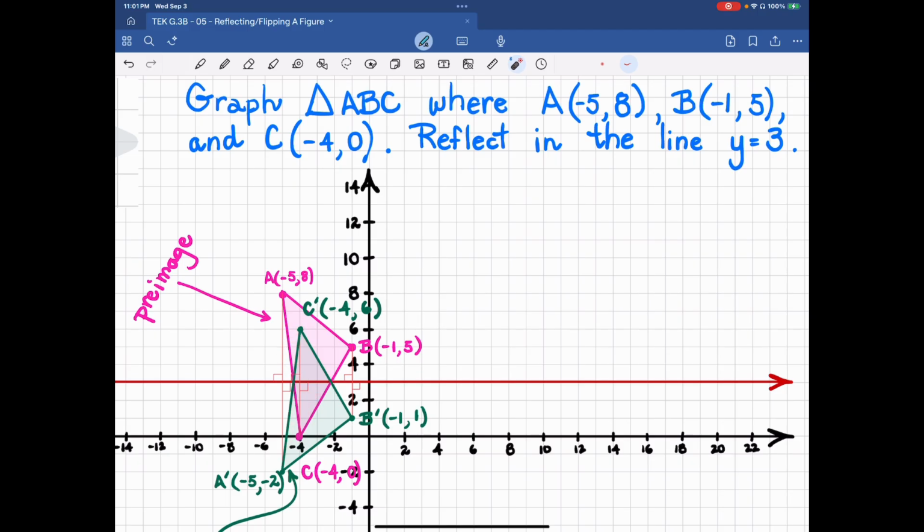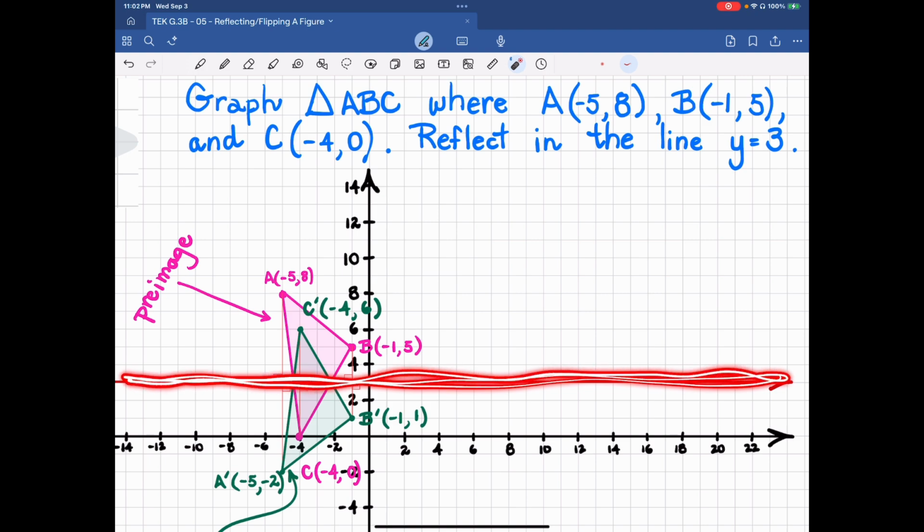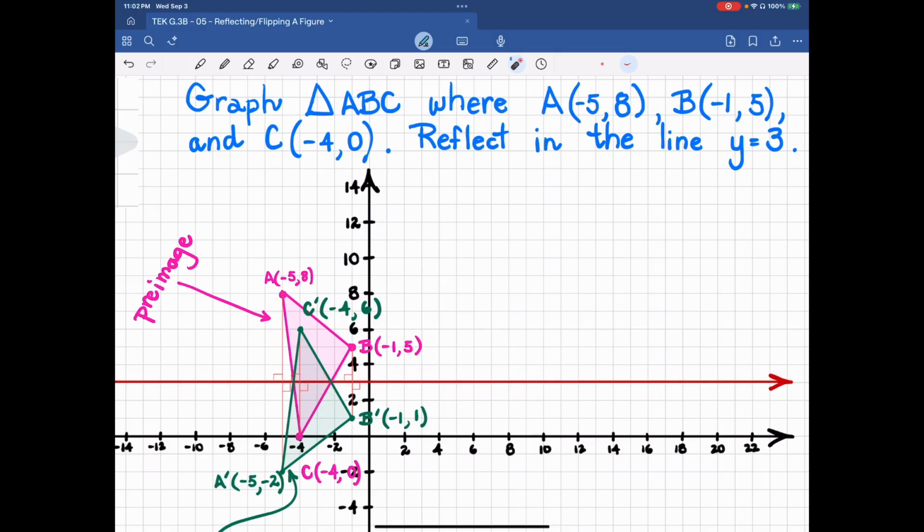So notice, the two triangles sort of are intertwined with each other. They're sort of inside one another, and that's okay. That's because the line of reflection cuts through the pre-image. So those two triangles are going to be mixed together. So now I'm going to connect the points, A prime to B prime, B prime to C prime, and C prime back to A prime. And this is our reflected triangle. Pretty cool, huh? Pretty cool.